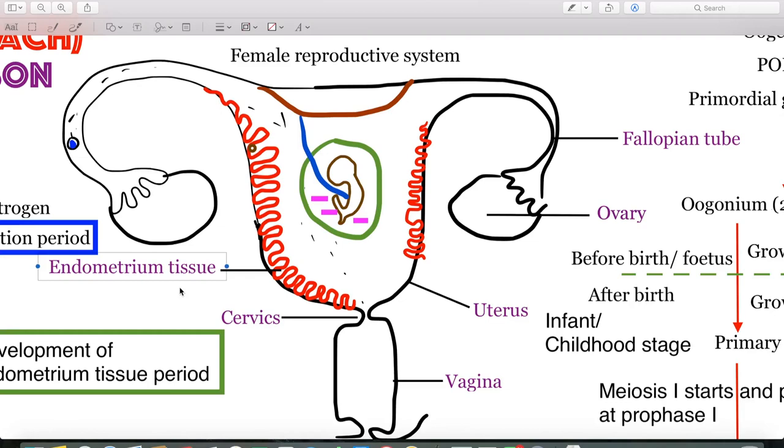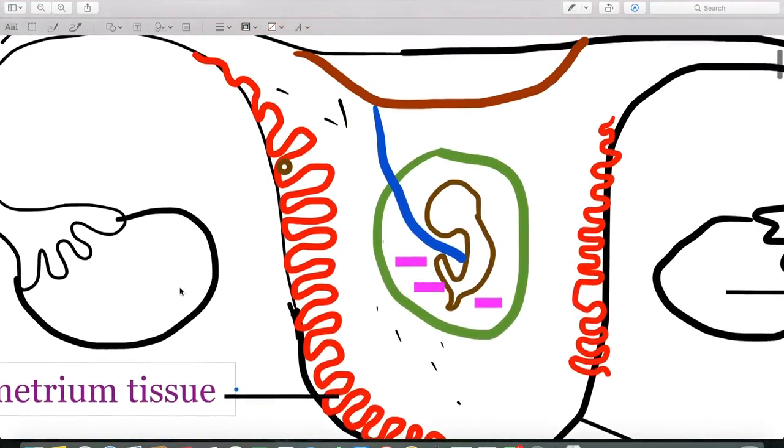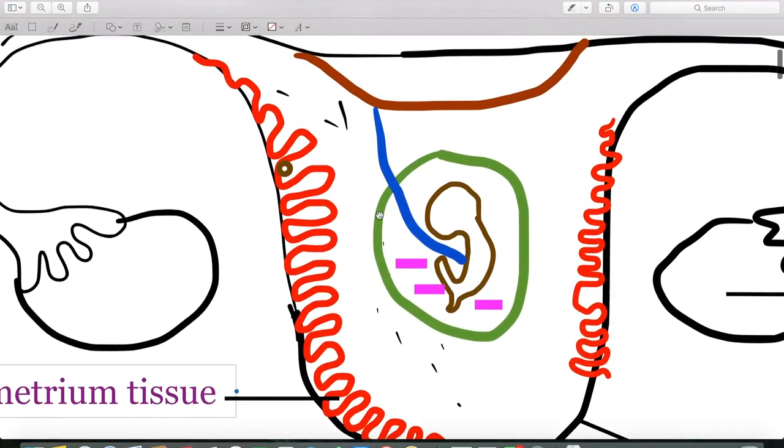Later we will look into these little things that we have inside the uterus here. This is after the fertilization process. The zygote will turn into an embryo, and the embryo will turn into a fetus, and the fetus will be connected to the mother's placenta. We will look into that when we discuss pregnancy in the female reproductive system.